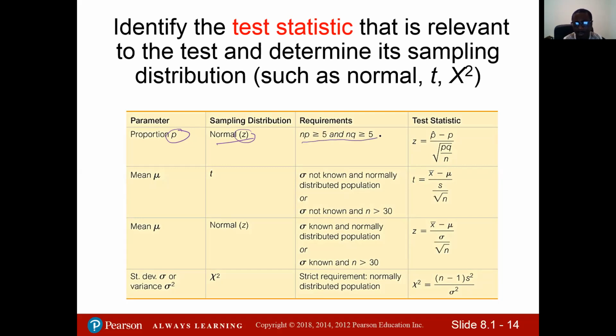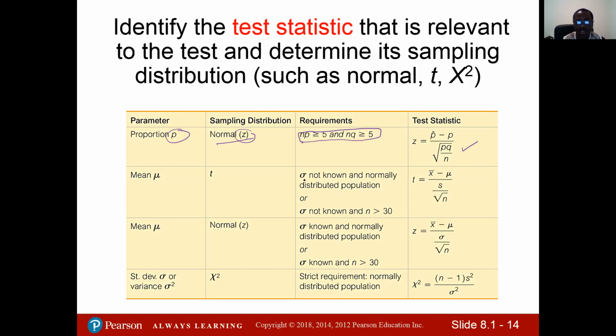We talk about 3 requirements. This is the main part, that n times the p, which is under the null hypothesis, is greater than or equal to 5, or n times the q is also greater than or equal to 5, then we use the z. And that test statistic is given by this formula right here.